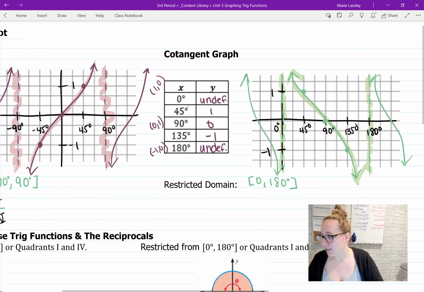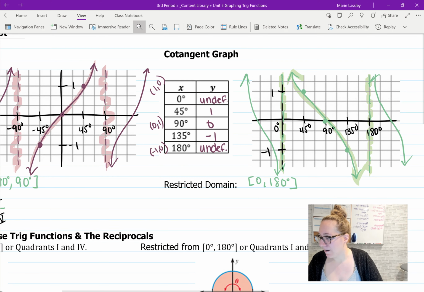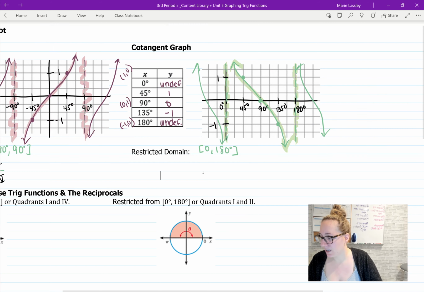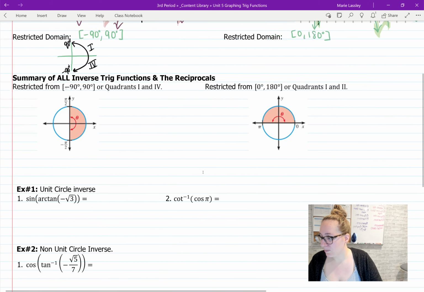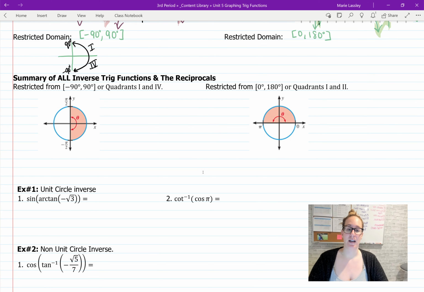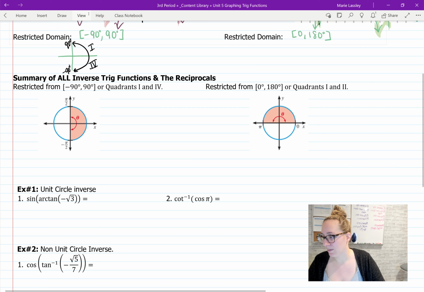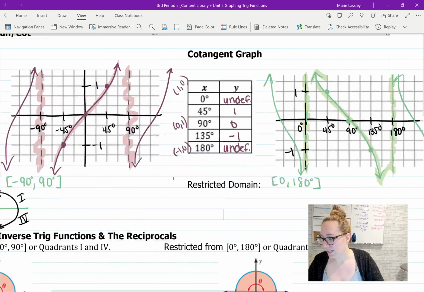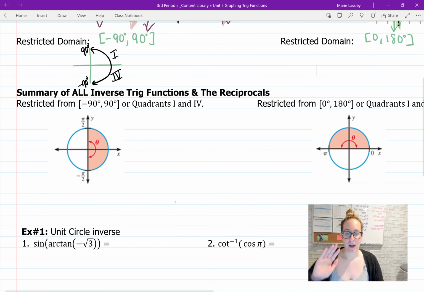So let's really quick review our different inverse functions. We're doing all of them. So here I have our unit circles. The first picture we have, the restricted domain is from -90 to +90. I'm going to zoom in again because it's just easier. There we go. So we have -π/2 to +π/2, or -90 to +90. This is quadrants 1 and 4.